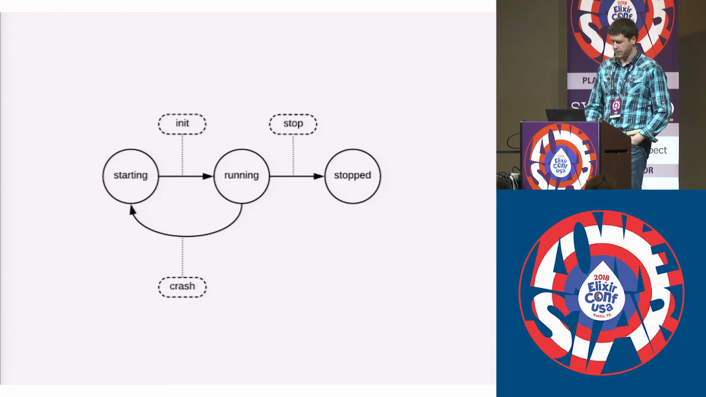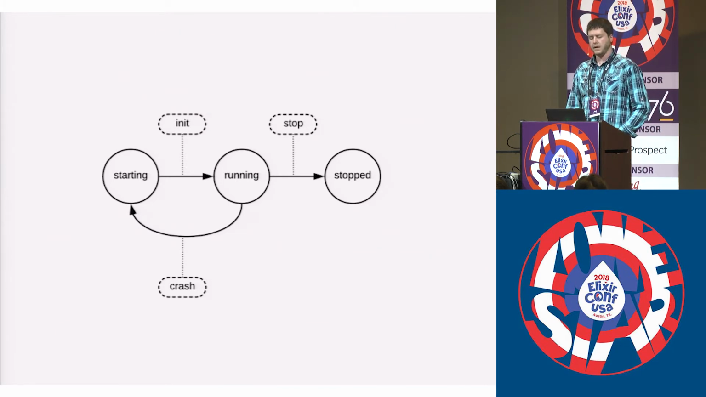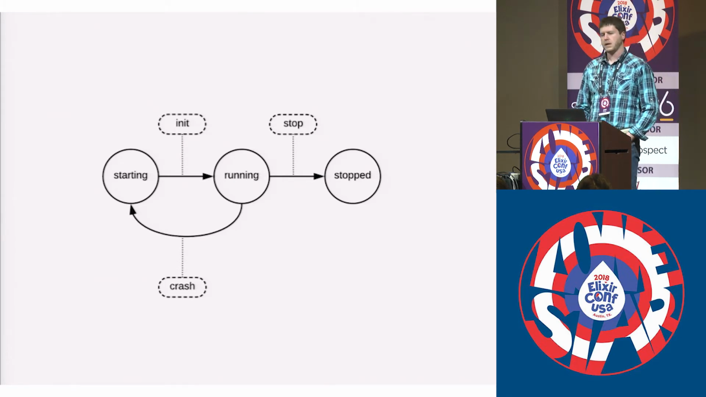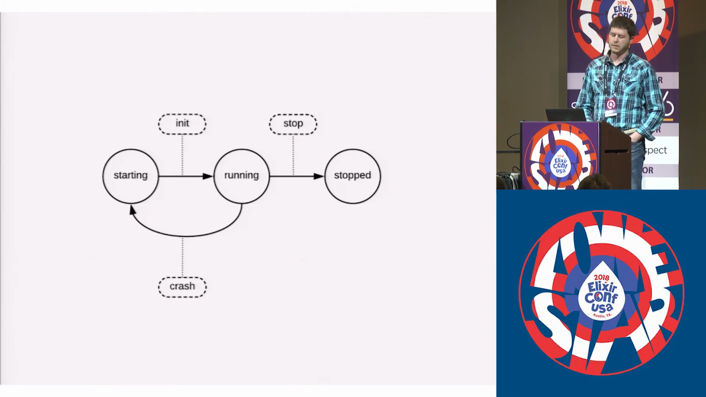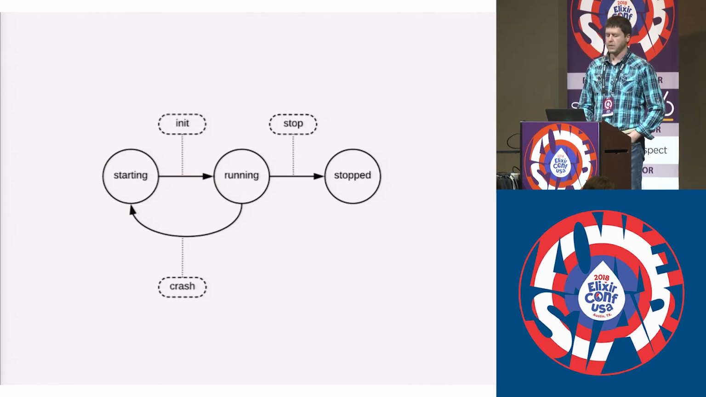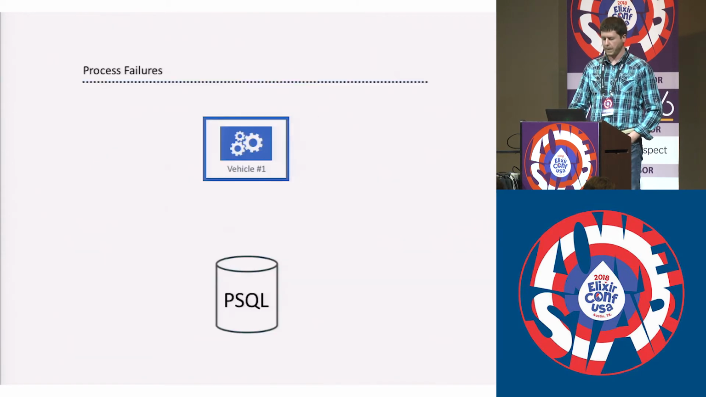To make sure we're all on the same page, here's a quick diagram I threw together that roughly shows a GenServer. Every GenServer is going to begin in the starting state, then the init callback will be called, and then it will be in the running state. It will stay in that running state until it either crashes, at which point the supervisor will start it again, so it's in the starting state and transitions to running. It will do that until the supervisor gives up and propagates the error upward, or it gets a stop event, which moves it to the stop state.